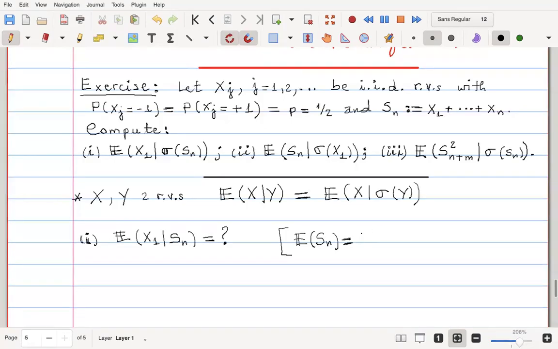So if the expectation is the same, this is the expectation of X1. And this will give us n times the expectation of X1, because we have the same expectation. So we have this result. And what did I also say that is equal to 0?